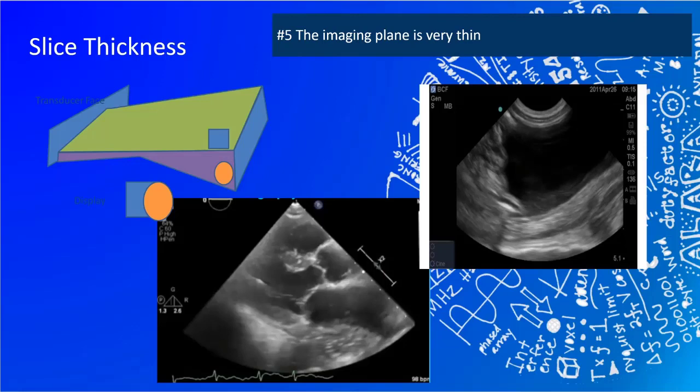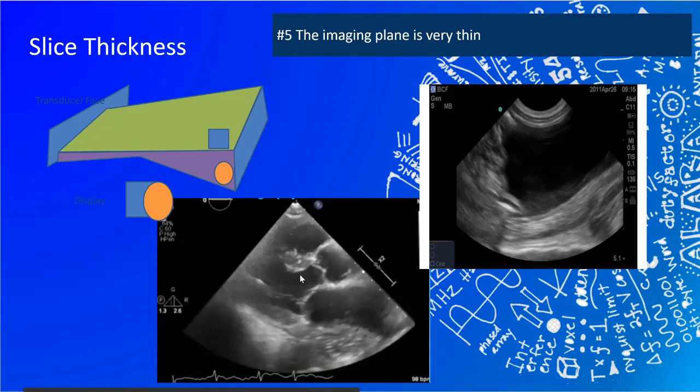Slice thickness we have talked about before, and is the same as our elevational resolution. So this is breaking assumption number 5, that the imaging plane is very thin. Slice thickness artifact is also known as section thickness artifact or partial volume artifact. And again, this is typically seen, or a little bit more obvious, in areas that we expect to be anechoic, but we're getting some low-level echoes within it.